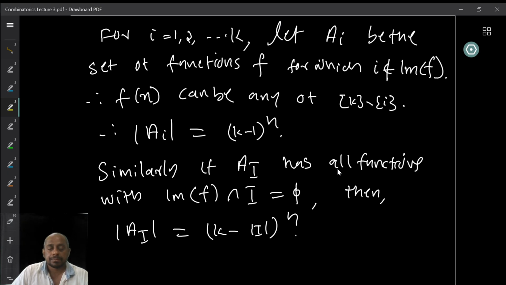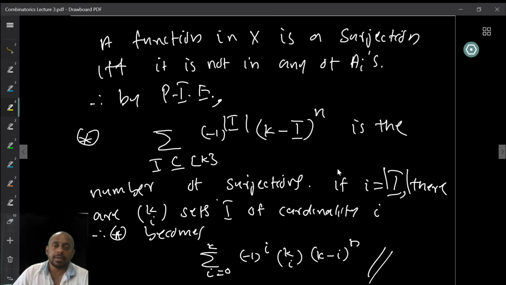So we can also observe that A_I is basically the intersection of all small a_i, where i belongs to the set I. So that is something that you can observe. And therefore, we have all the necessary requirements for applying the principle of inclusion and exclusion. So let us use it.